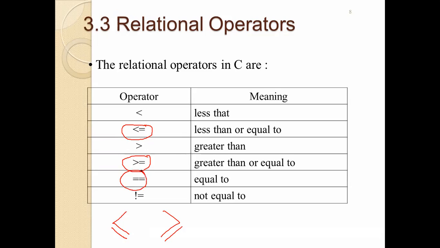And double equal to is used for comparison. If we write a single equal to, one equal to sign, what does it mean? That is used for assigning the value of one variable to another variable. This we will see later on.